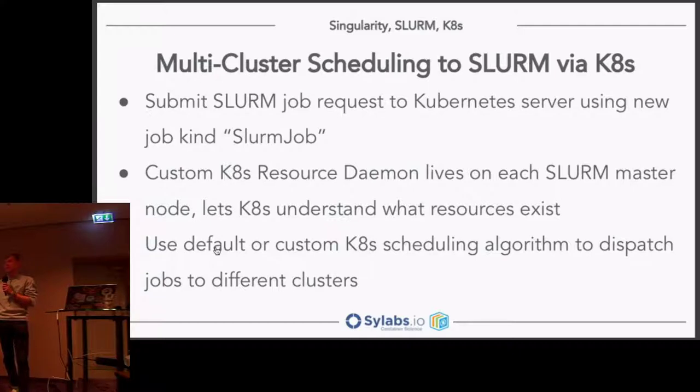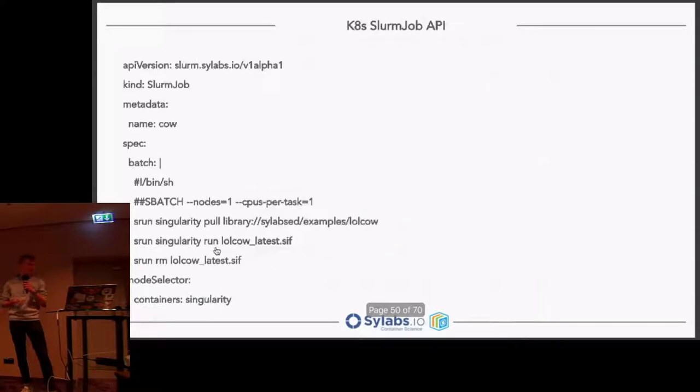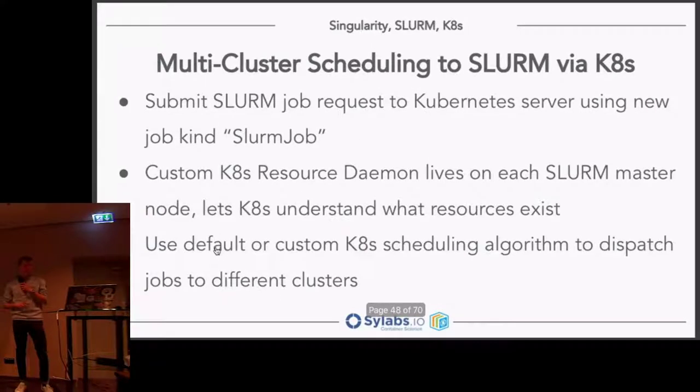What we built is a capability in Kubernetes to do multi-cluster scheduling. In practice, we've added a new kind to the Kubernetes API using a custom resource definition. It's called a Slurm job. And what happens is that there's a kubelet that lives on the master node, or rather the submission node, of any Slurm cluster.